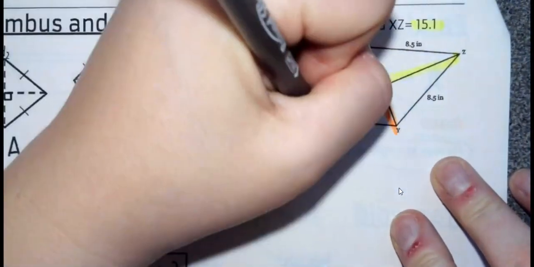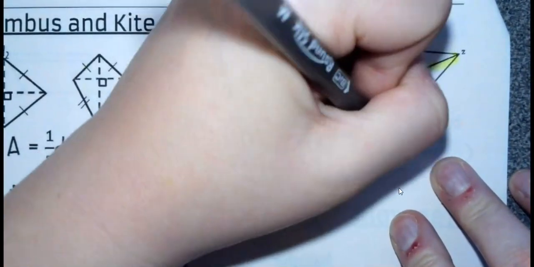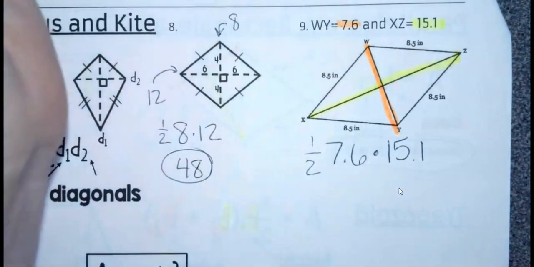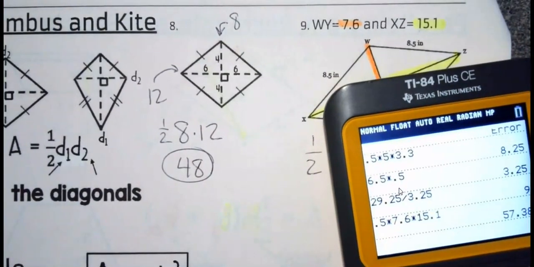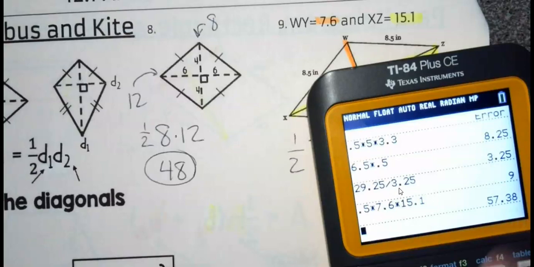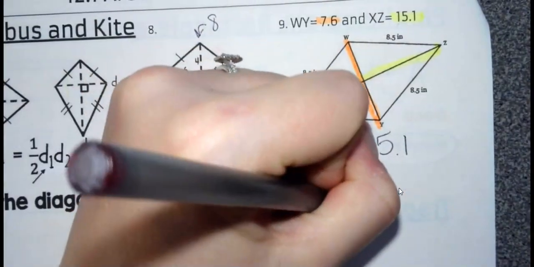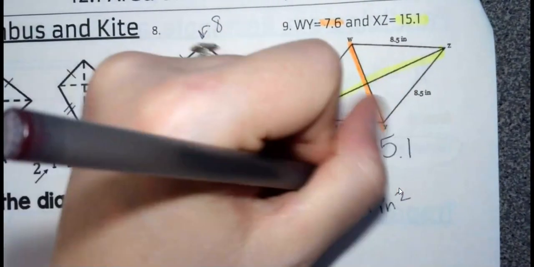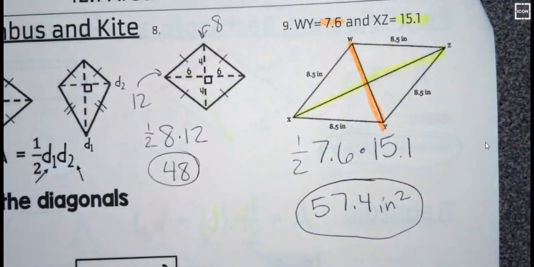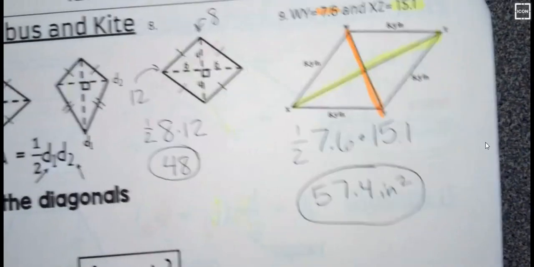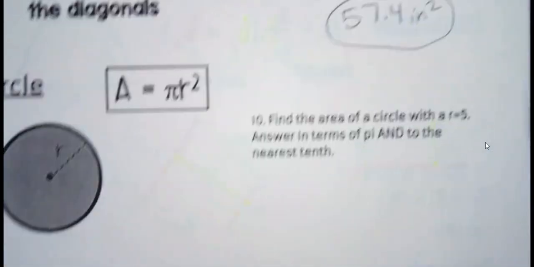And we're going to do 1/2 times the two diagonals. Doesn't matter what order because there's no addition or subtraction. It's just multiplying them all together. 7.6 times 15.1. So we're going to do 0.5 times 7.6 times 15.1. And we should be getting 57.4 inches squared. And, I mean, basically just read the directions each time, figure out how it wants you to answer, and there's tenth or however it asks.